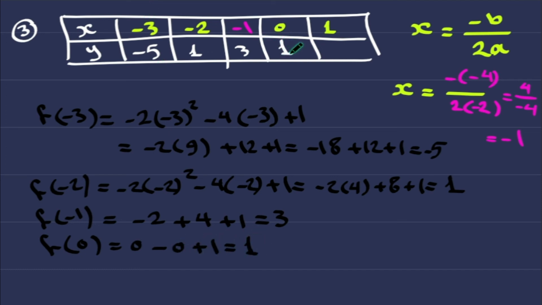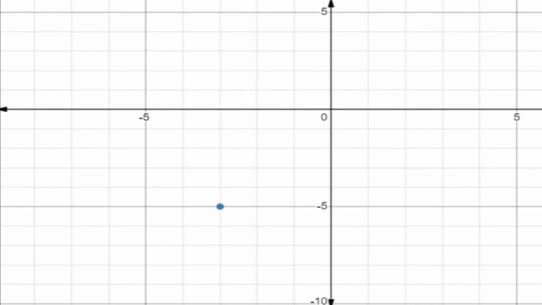All right. Now the last value, f of 1, is equal to negative 2 times 1 squared minus 4 times 1 plus 1, which is negative 2 times 1 minus 4 plus 1. Negative 2 times 1 is negative 2, and then minus 4 plus 1 is equal to negative 5. And then you can graph the function: negative 3 and negative 5, negative 2 and 1, negative 1 and 3, 0 and 1, and then 1 and negative 5.